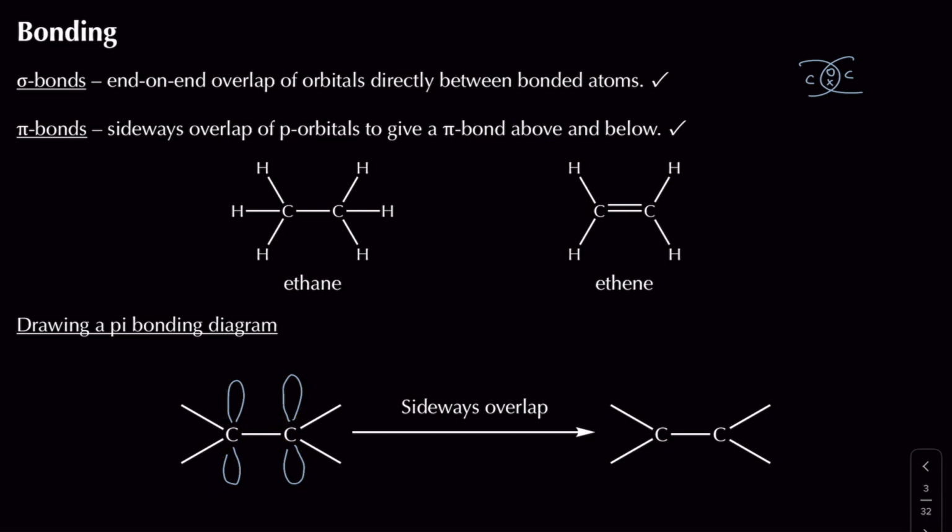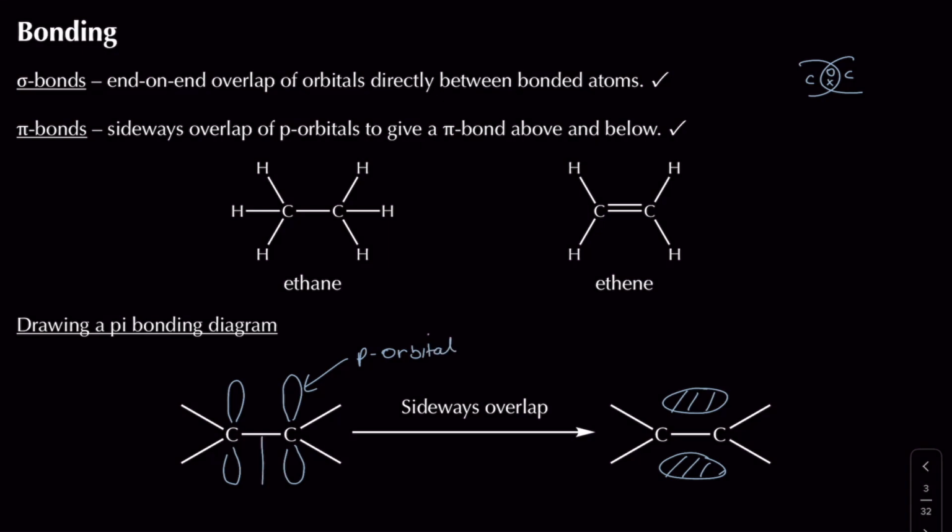We form the sideways overlap of our p orbitals to give a pi bond above and below the actual plane itself. We can actually draw this out like this, where I end up with, of course, a pi bond, and it's going to be our 2 electrons whizzing above and below the actual sigma bond itself. Now of course with any good diagram, because this is an exam question, you need some labels on there, and of course over here I've got my p orbital, which is what I'm going to label.